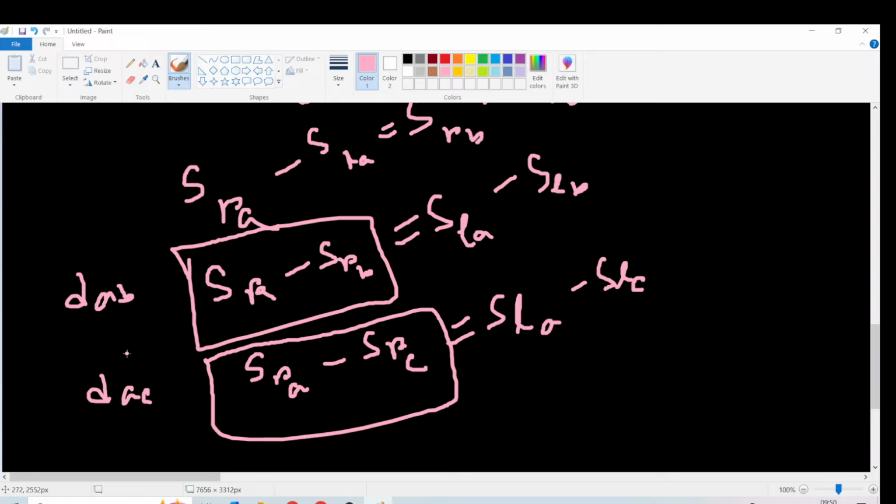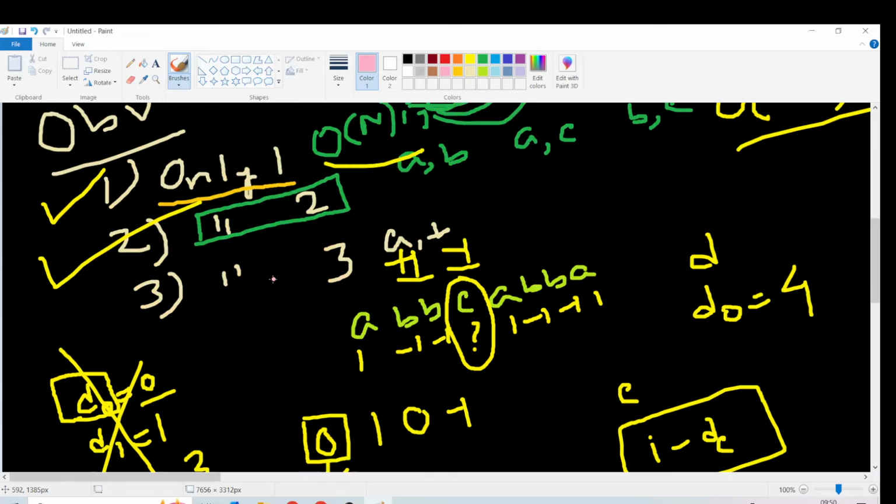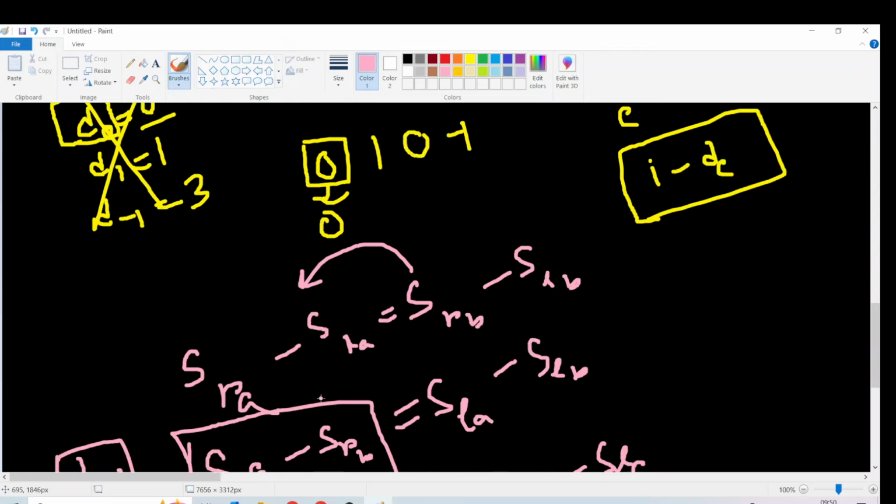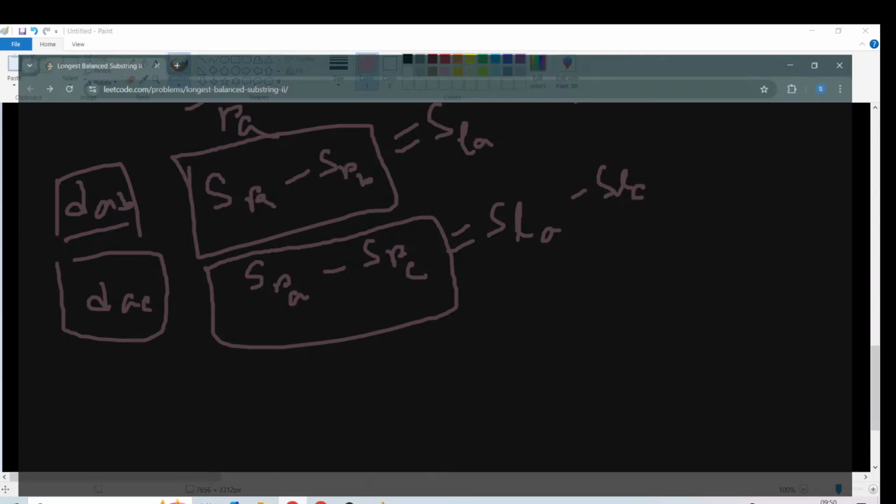So we can do the same thing. We can take the tuple of d of AB and d of AC and try to do the same thing we have done for only two, and we will get our desired answer. So I will jump into the code and I will explain the code. I think you will understand it better. Okay, so let's jump into the code.